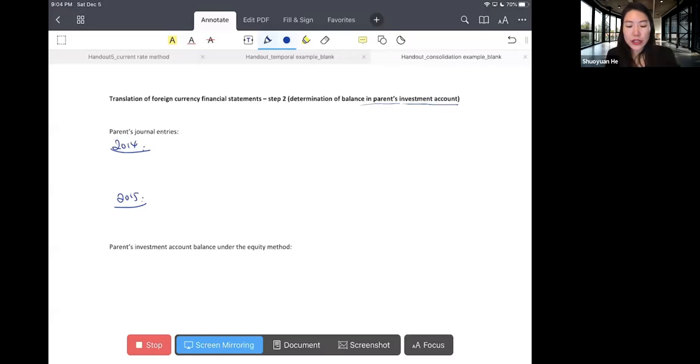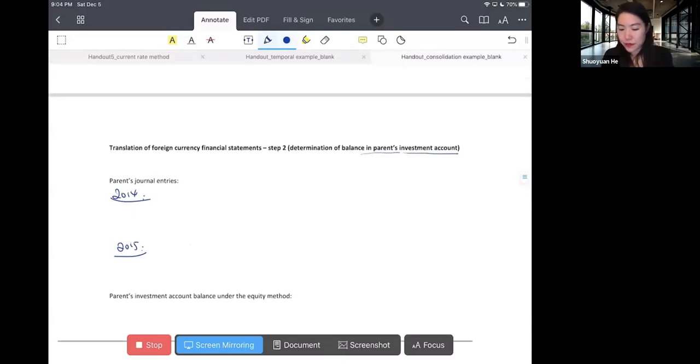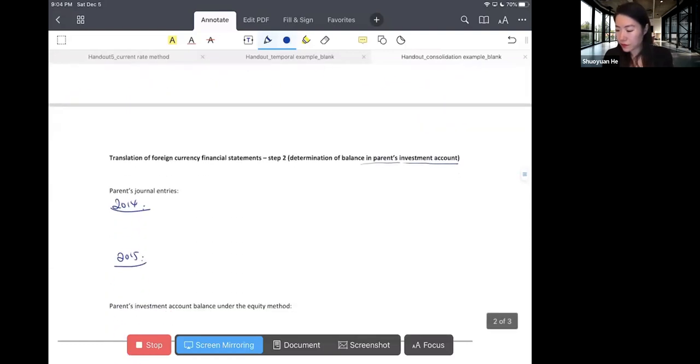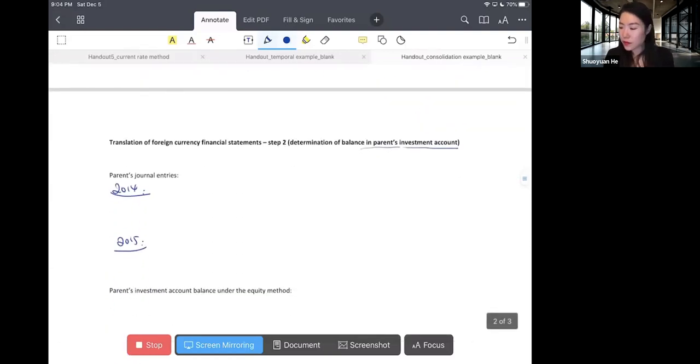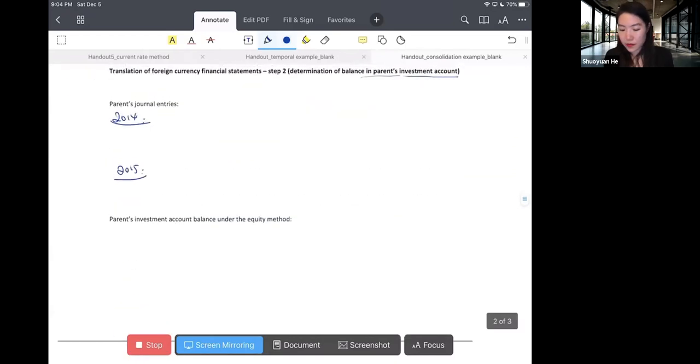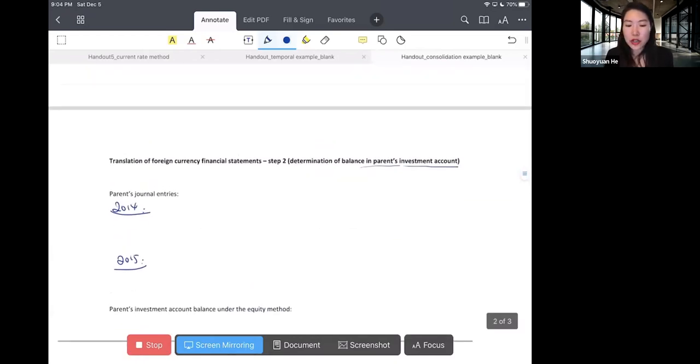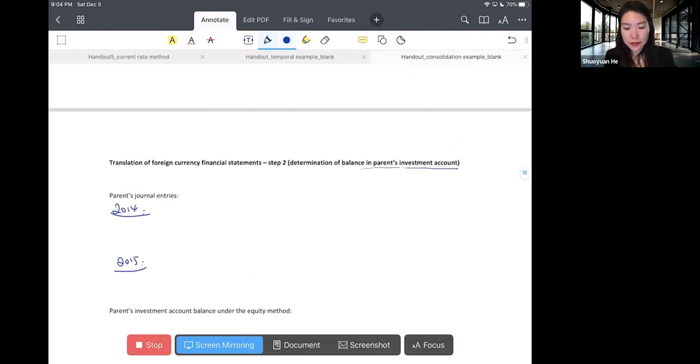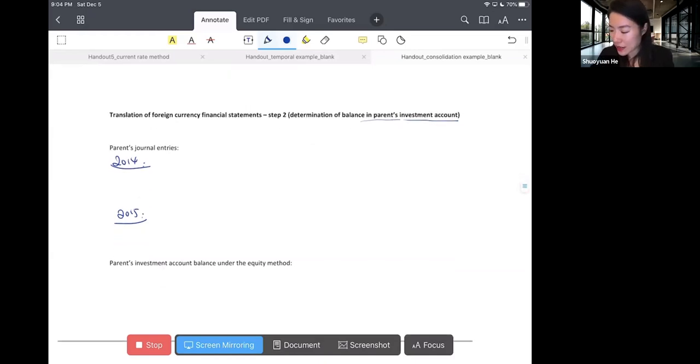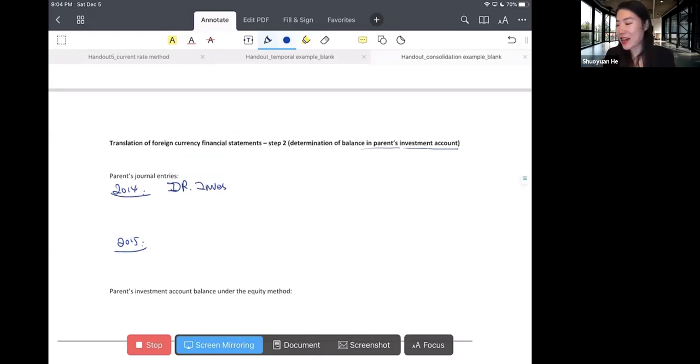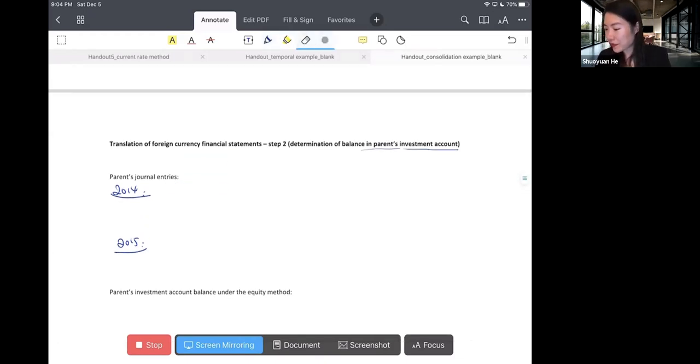In the year 2014, the journal entry is to debit investment. Well, let me first go through the numbers here. So this journal entry is basically to record the translation adjustment, the cumulative translation adjustment.